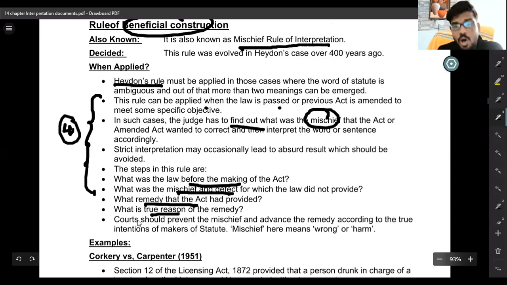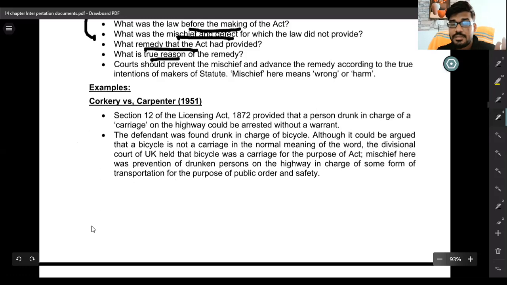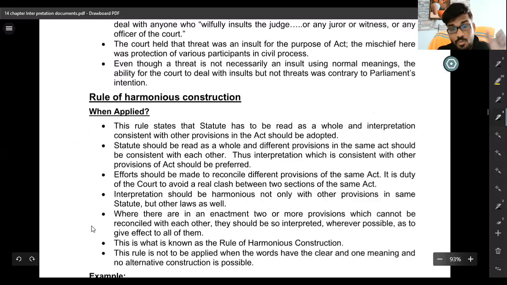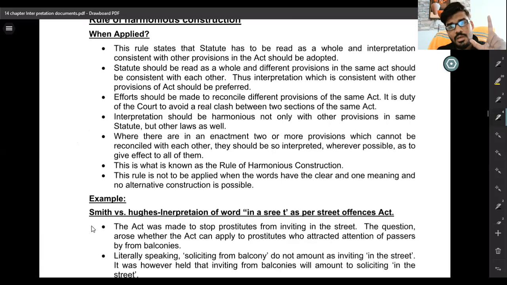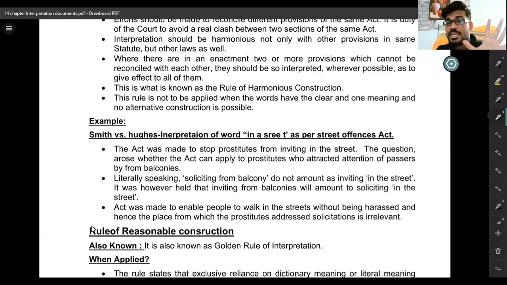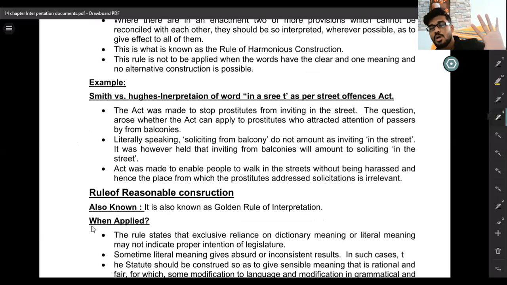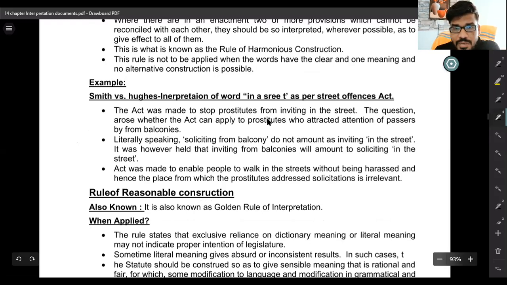Based on all this, you should go with the interpretation. You can go through with the normal literal meaning. If the literal meaning cannot give a proper result, then you go through with the rule of harmonious construction. Initially there is the mischief rule, and after that you can answer. The act was made to stop prostitutes from inviting in the street. That is the main purpose.